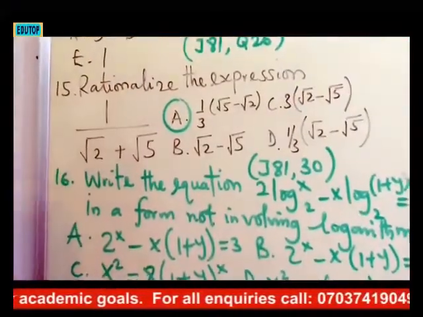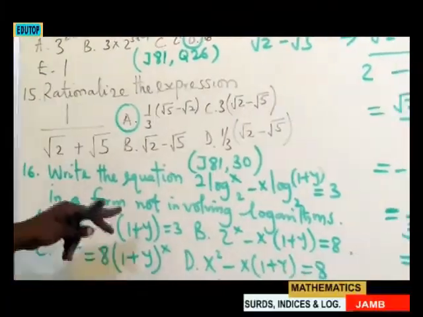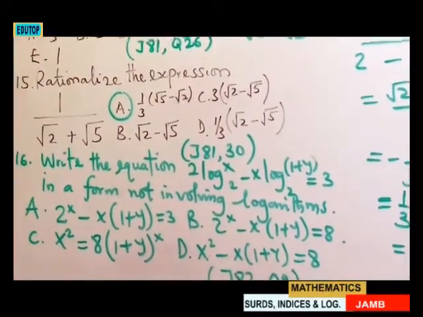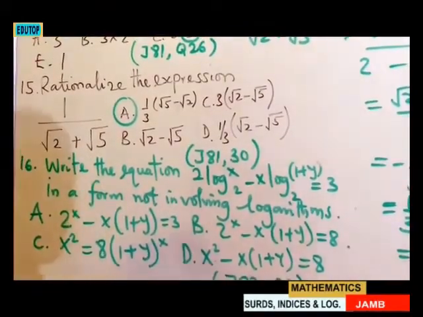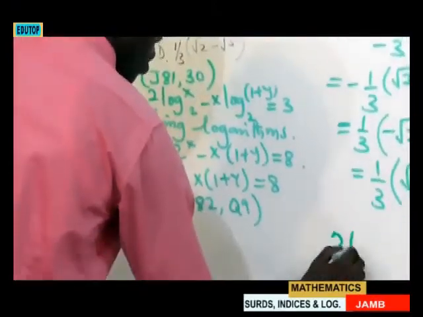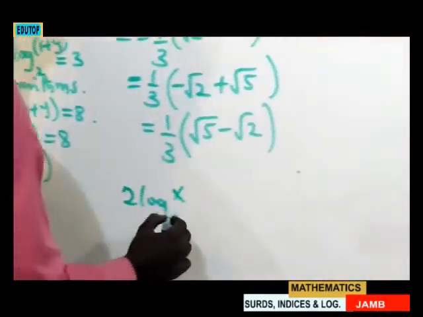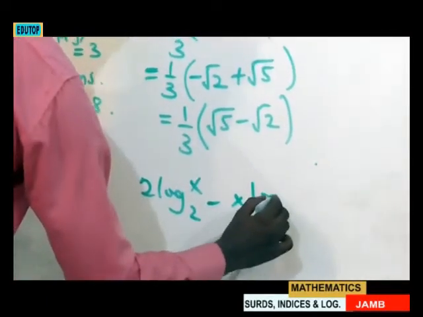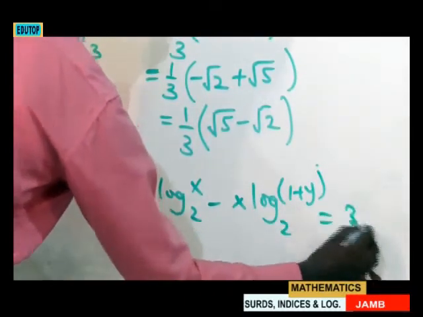So let's move to question number 16, which says: write this equation in a form not involving logarithm. So that means we have to remove the logarithm. How do we go about that? Here we have 2 log x base 2 minus x log 1 plus y base 2 equals 3.